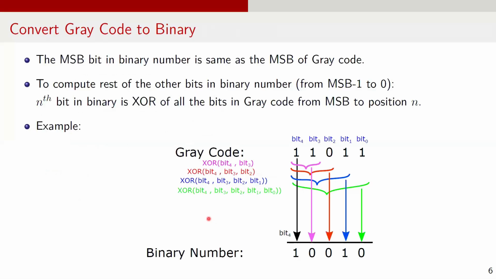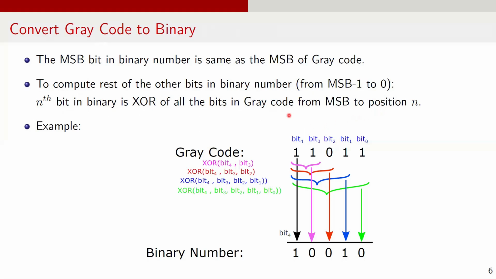Now let's understand how to convert a gray code back to the corresponding binary number. Here is the algorithm. First, set the MSB bit in the binary number to the same as the MSB of the gray code. Then, to compute the rest of the bits in the binary number from MSB minus 1 to 0, we follow this process. The nth bit in binary is the XOR of all the bits from MSB to position n in gray code.